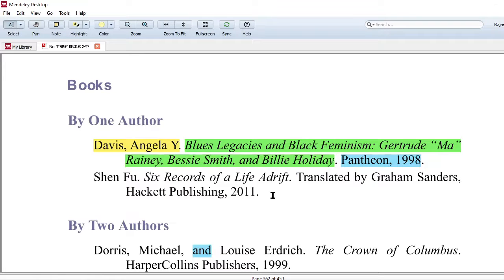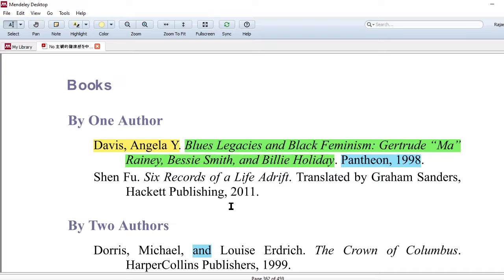Now the same kind of book, but translated by somebody else. Here, look at this. Six Records of a Life Adrift is originally written by Shen Fu, but it is translated by Graham Sanders. So that time, you don't add them in the beginning. You go ahead with the usual style, Shen Fu, full stop, then Six Records of a Life Adrift in italics, then full stop. Then you will add separately, translated by the particular person's name. No reversal of order, not second name first or first name second. Original order, Graham Sanders. Then there should be a comma. After that, the publisher name, Hackett Publishing, comma, year and full stop.